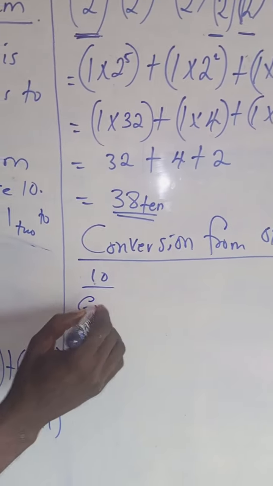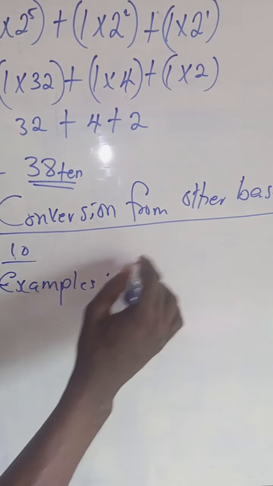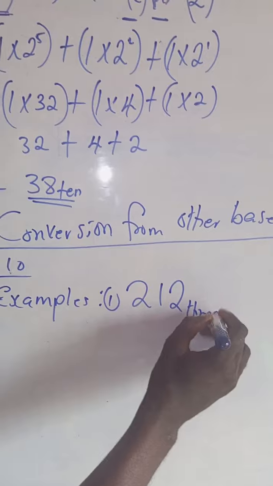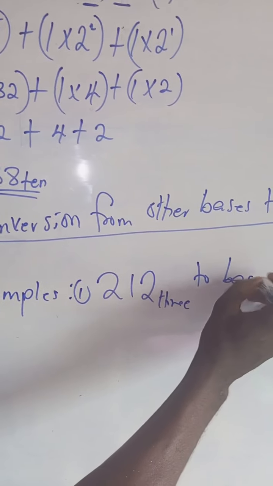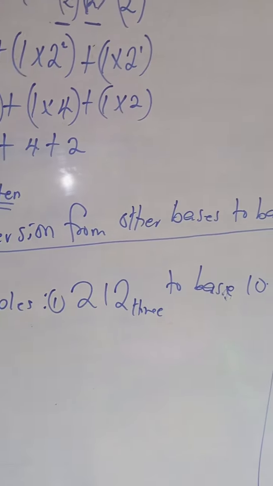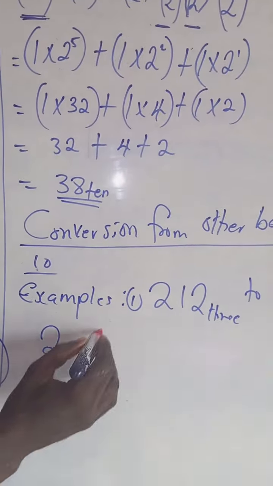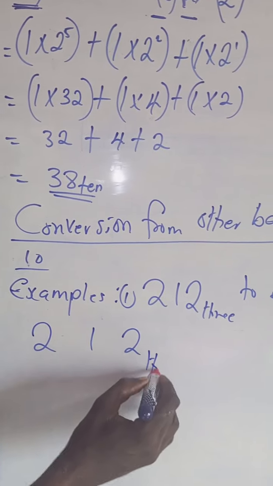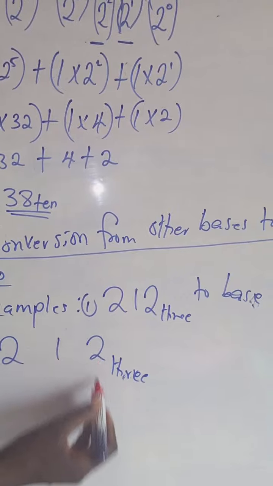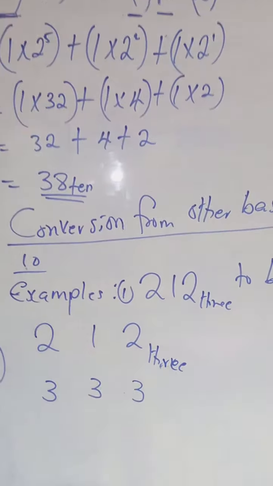Take for instance, I just want to go a little bit further. So let's say I have 2 1 2 to base 3. They said to base what? Base 10. Don't mind my writing. So this one we have 2 1 2 to base 3. Since we call this base 3, what we'll do is give it 3, 3, 3, like I normally do here.